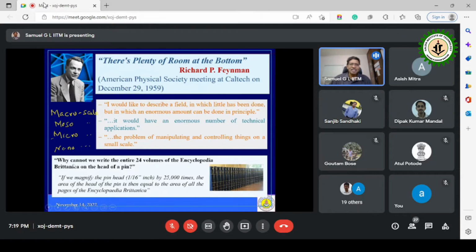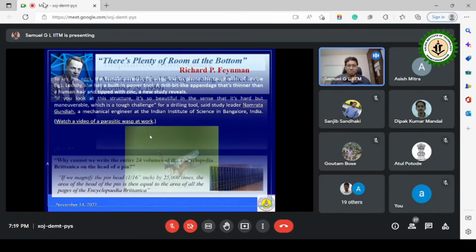He said, why can't you write the entire 24 volumes of Encyclopedia Britannica on the head of a pin? You can't even imagine that he said this in 1959. After probably half a century and more, it is now becoming a reality. So there were visionaries. We have seen long back itself that these types of machines and products are going to come.